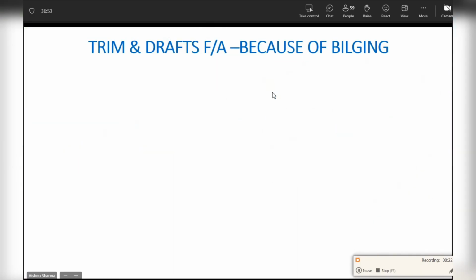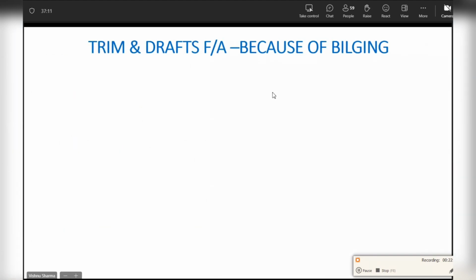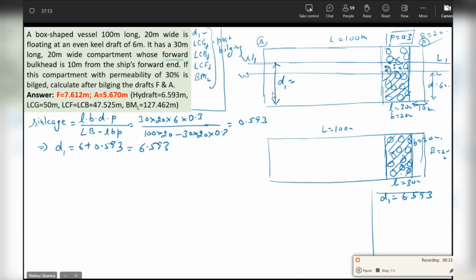Yes, correct. You can go back to this formula also. If trim I put 0, then what happens? LCB minus LCG becomes 0. That means they are equal. Yes or no? Correct? Yes, sir. Okay. But we don't have to waste time. In such a case, we can just put like this.